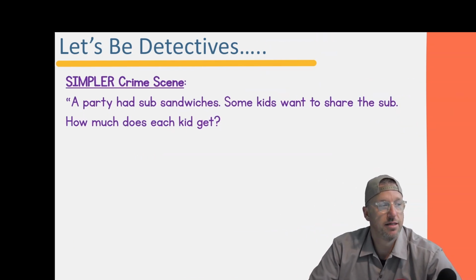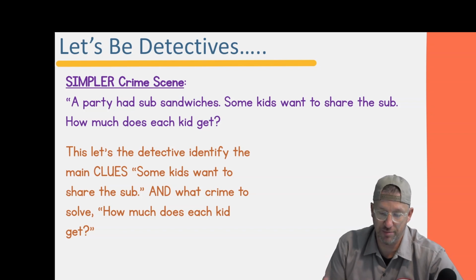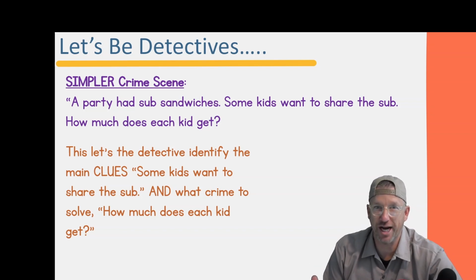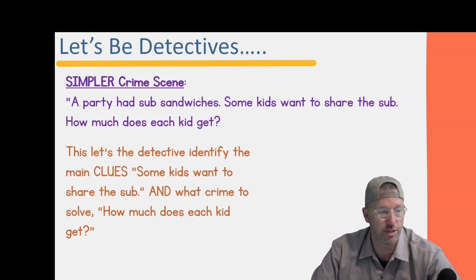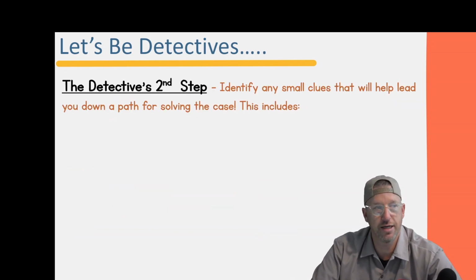Next, we take our simpler crime scene and start looking for clues. When we look at the crime scene, it says kids want to share a sub. So we know there are subs out there and these kids want to share them. Share sounds like a pretty good buzzword. And what crime are we solving? Our end goal is how much does each kid get of the subs they have. Again, this just leads us toward understanding the word problem.